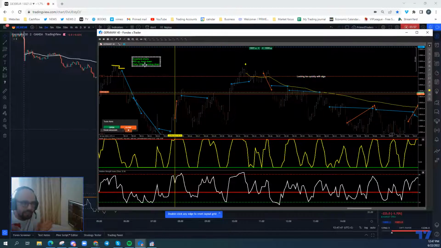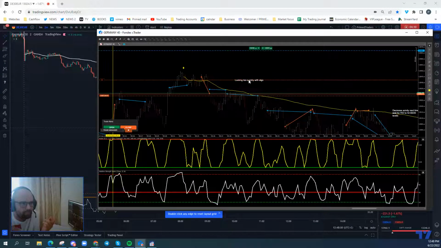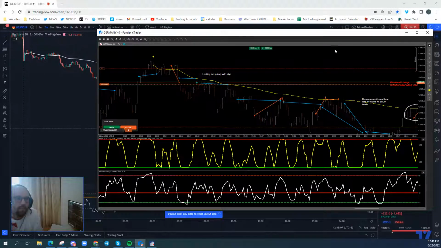The green stuff is the great stuff I did. Excellent shorts: RSI up, hook down, daily VWAP pointing down, showing bears. Perfect trade. Here, they were good trades. I guess I didn't manage them correctly. And this is when I started changing that. After I wrote this, I decided to change the algo because my shorts were spot on.